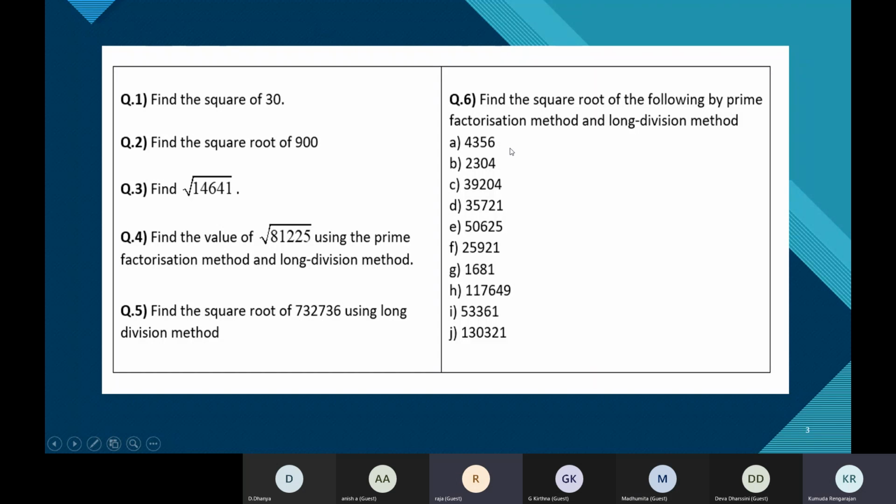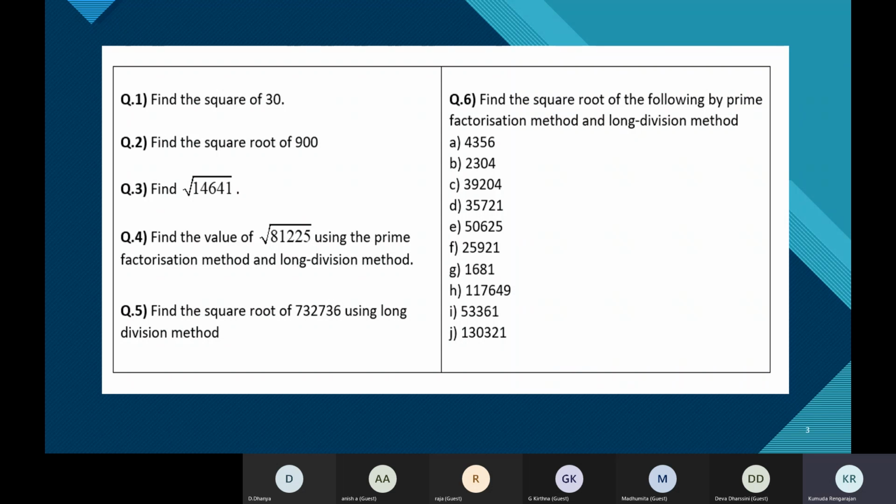Correct, children. So what is the square root of 4,356? 66, ma'am. 66. What are the prime factors of 4,356? How do you express 4,356 as a product of primes? What do you get? 2 square into 3 square into 11 square. Yes, ma'am. Perfect. Yes, that's what I wanted.